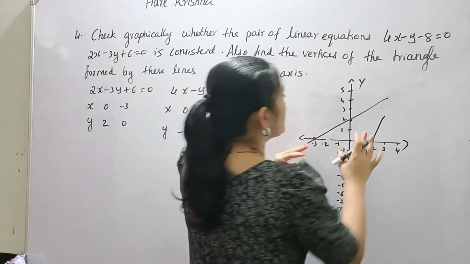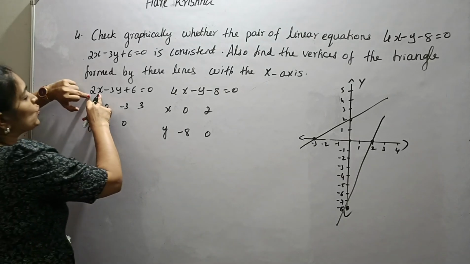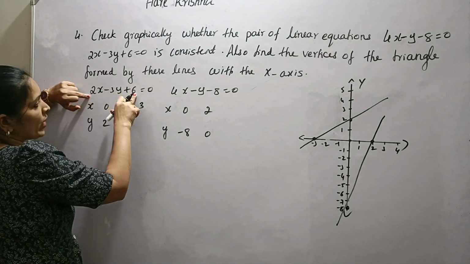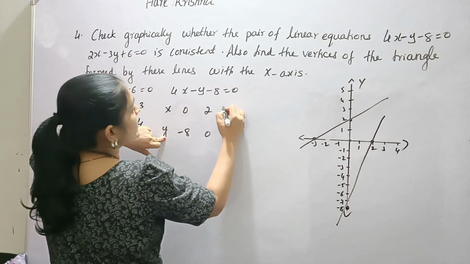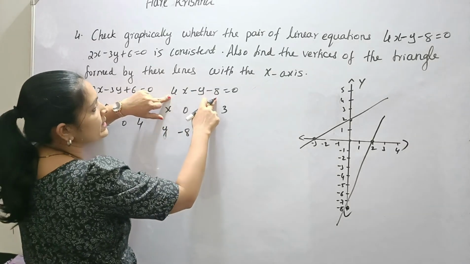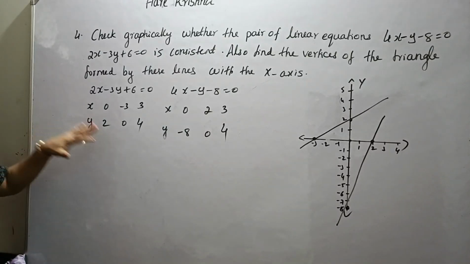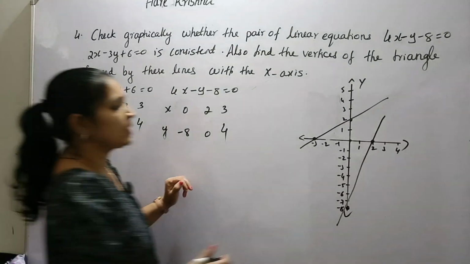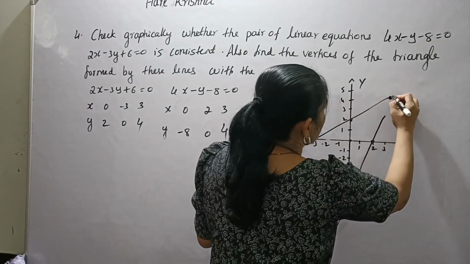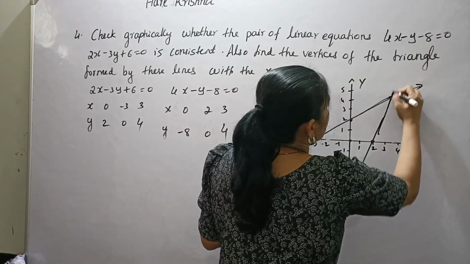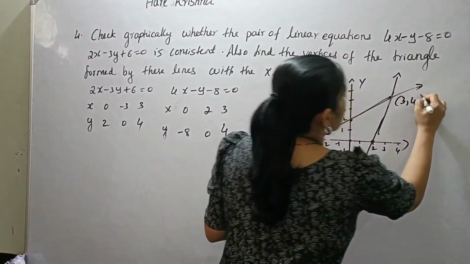So here let's just check. Put x is equal to 3. What is y? That is 6 plus 6, 12. That is 3y is equal to 12, so y is equal to 4. And here put x is equal to 3. So 12 minus 8, 4. That is y is equal to 4. So here we have got the common point 3, 4. Here 3, 4 and here also 3, 4. So at this point, these two lines intersect.